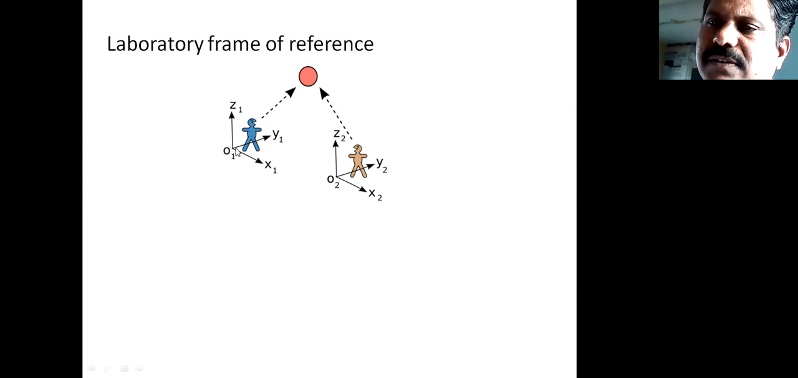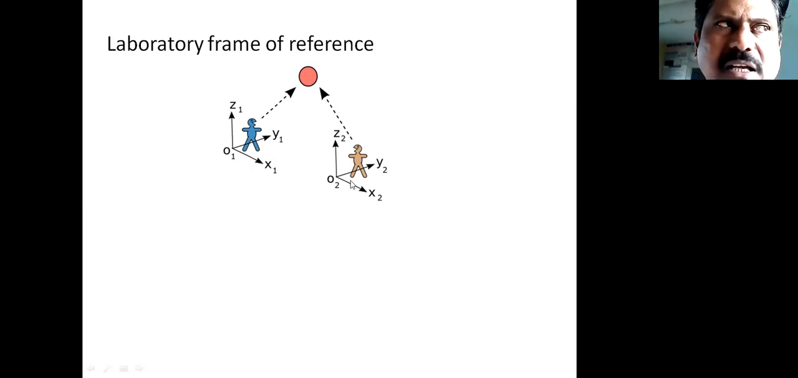O1 is the person who is located in the first coordinate system, and here he is measuring the position, velocity, or any acceleration of these particles. So with respect to this reference point, x1, y1, z1 is a coordinate system, and O is the fixed point from which he is measuring all the variables.